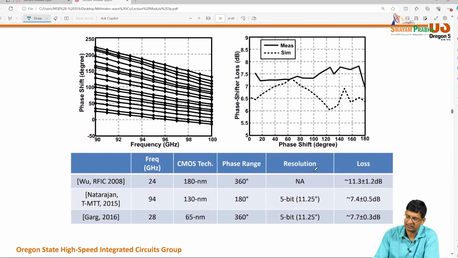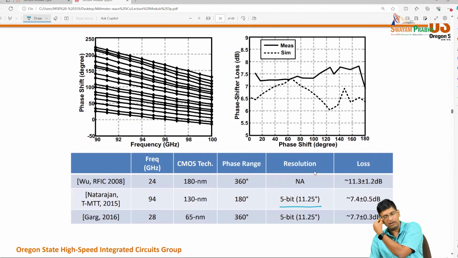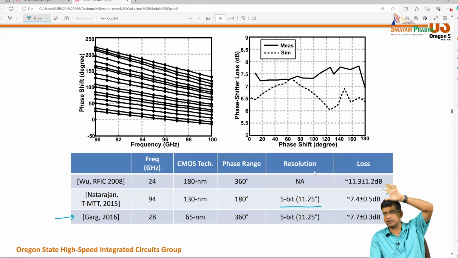So you can get 5 bits of phase with about 7.5 dB loss, with reasonable loss uniformity across these states by varying C1 and C2. We also had an implementation at 28 gigahertz, and at 28 gigahertz you can come up with some tricks to increase that Smith chart coverage because the parasitics are lower.